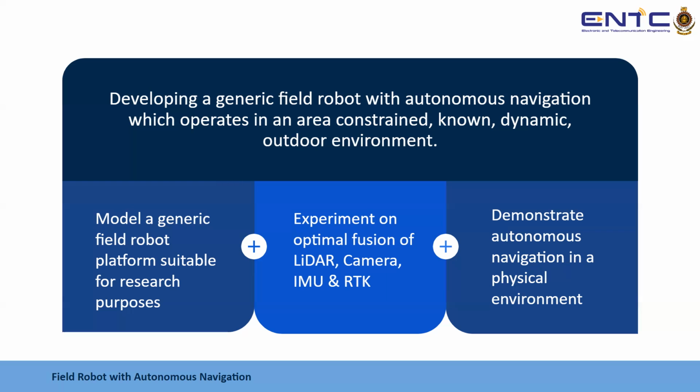The next one is experimental and optimal fusion of light detection and ranging, camera, inertial measurement unit, and real-time kinematic sensors. The next objective is demonstrating autonomous navigation in a physical environment. In this case, it will be our university premises.